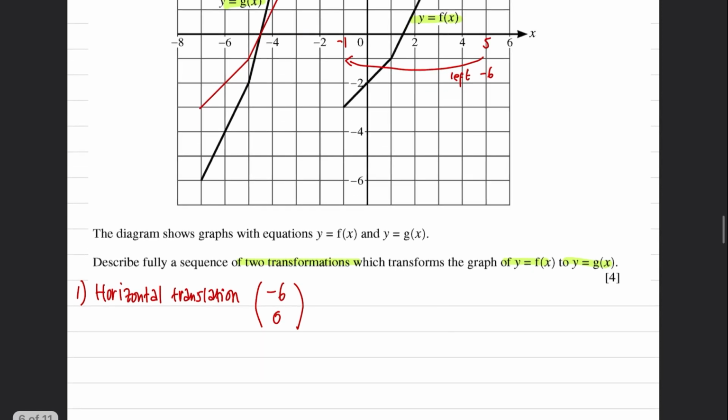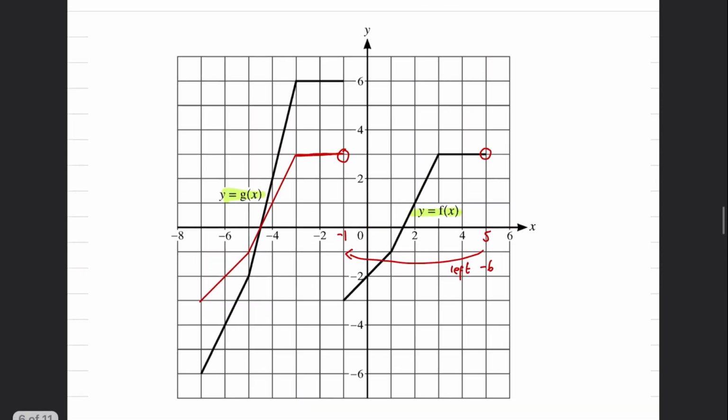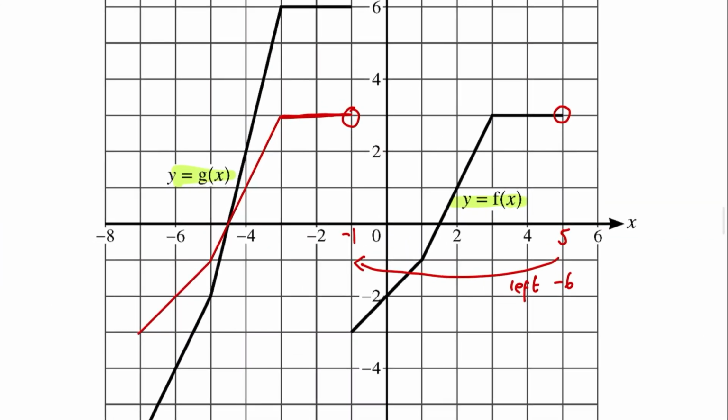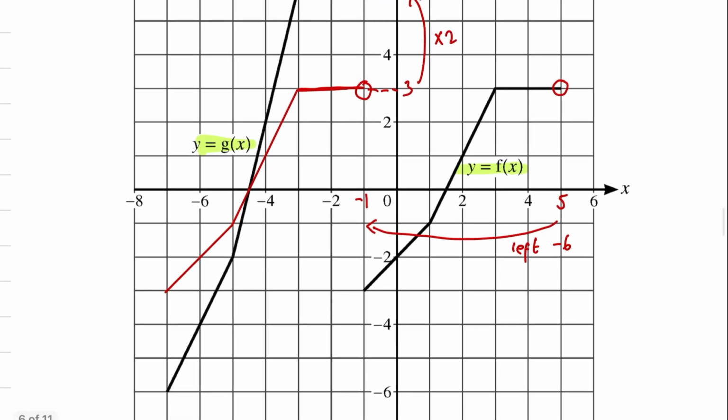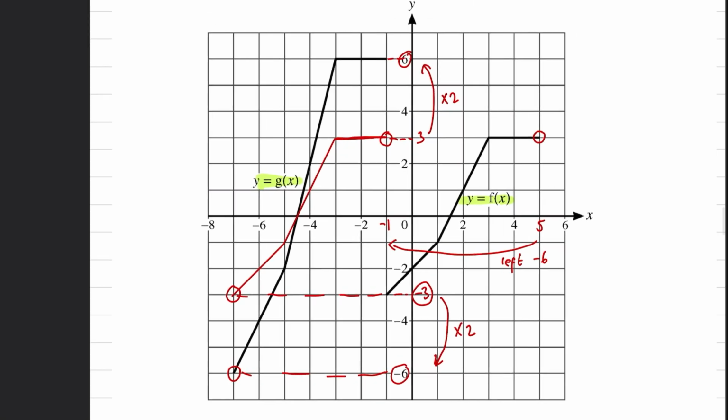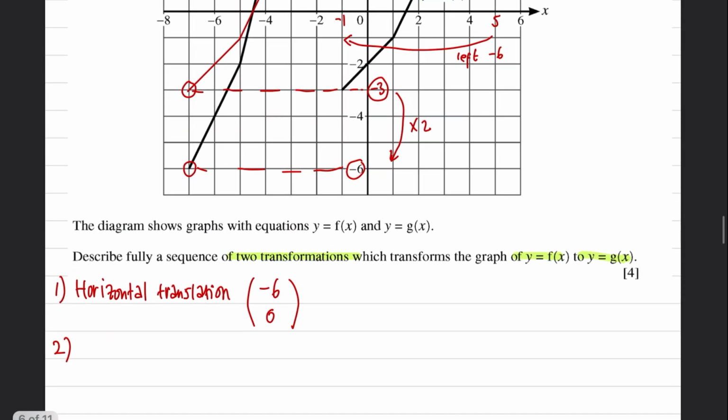The second one, as you can see, my graph, you stretch it vertically. So that means we multiply my y value with a certain value. Let's say this is the point, this is 3, becomes 6. So we multiply by 2. And after that, this is my point here. This is -3, and then it becomes -6. Means that we multiply by 2. So that means we do vertical stretch by a scale factor 2.